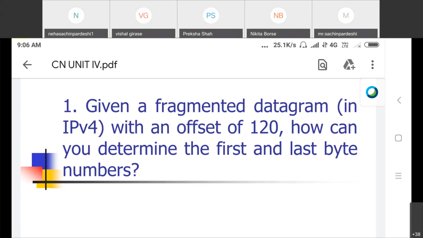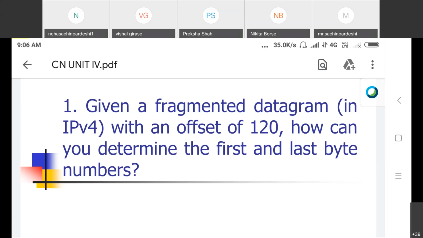Today we'll discuss these problems, which depend completely upon the IPv4 datagram format, the packet format. If you understand the IPv4 format, you can easily understand these problems. The problems are very easy. Orally, you can easily calculate them and tell the answer. Now we'll see the first problem.